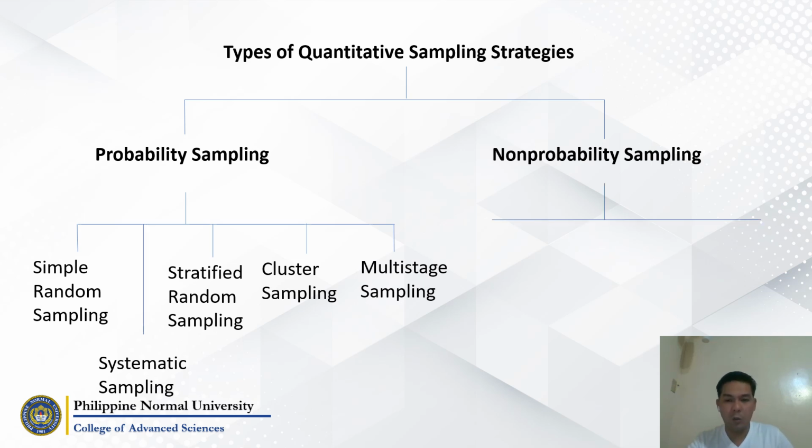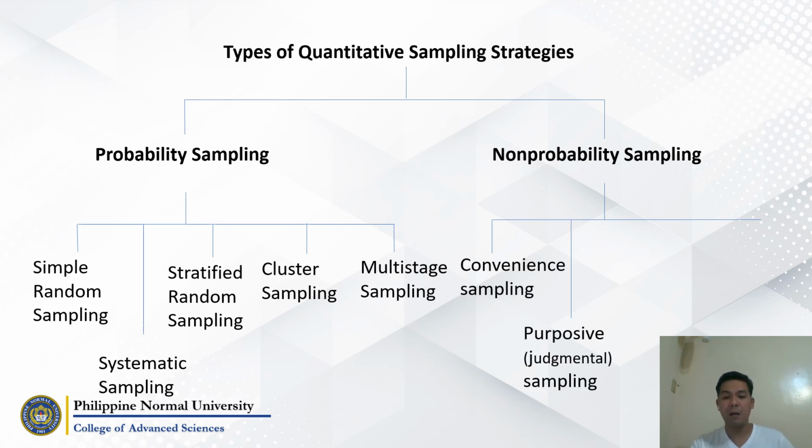Then we can also have non-probability sampling. These are convenience sampling, purposive sampling, which we also sometimes call judgmental sampling because we are looking into a certain purpose. That's why not all are selected. We also have voluntary sampling, snowball sampling, and quota sampling.